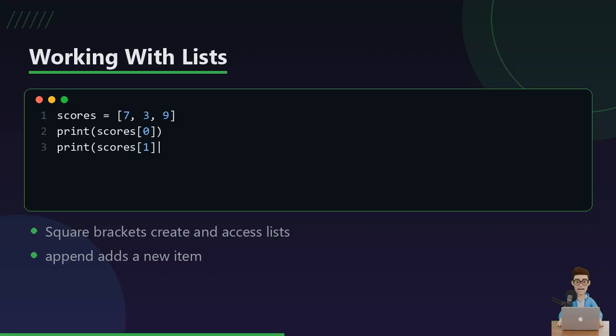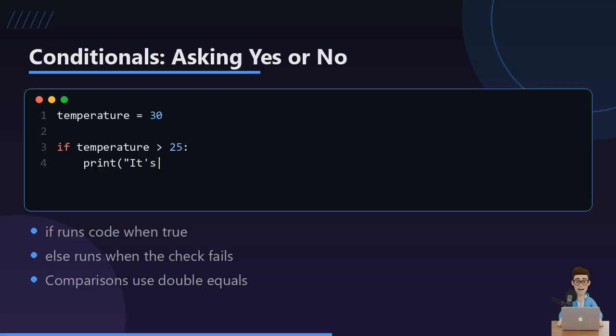Here, we make a list of scores, then grab the item at position 0, which gives us 7. When we call append, we are just tossing one more jar onto the end of the shelf. Run this in your head and you will see the final list has 4 items now. Clean.